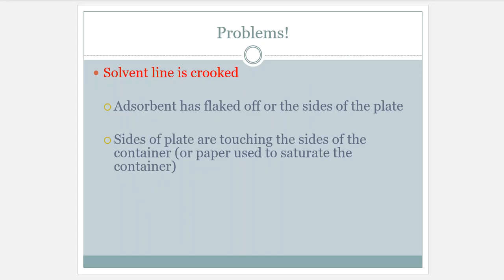Your solvent line at the top, let's say that line was crooked. What could have happened? So it went like that. Well, that means adsorbent problems. So maybe you didn't check the silica. Maybe some stuff was flaked off. Maybe some surface damage had happened.